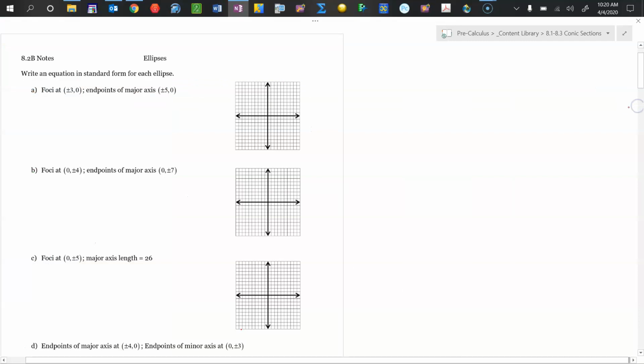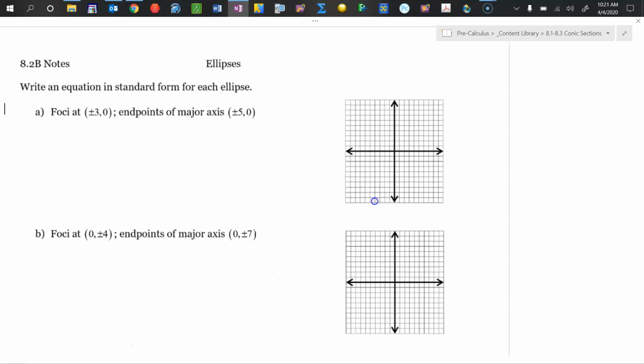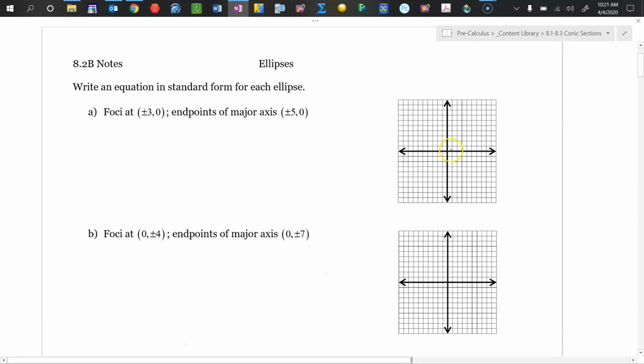So let's take a look at this example. We have focal points at plus or minus 3 in this case, and I think it's really helpful if you've got a piece of graph paper or a coordinate system close by where you can plot these points. Plus or minus 3, 0, so I've got a focal point there and a focal point there, and so I know that this ellipse is going to be longer in the horizontal direction. Endpoints of the major axis are plus or minus 5, 0.